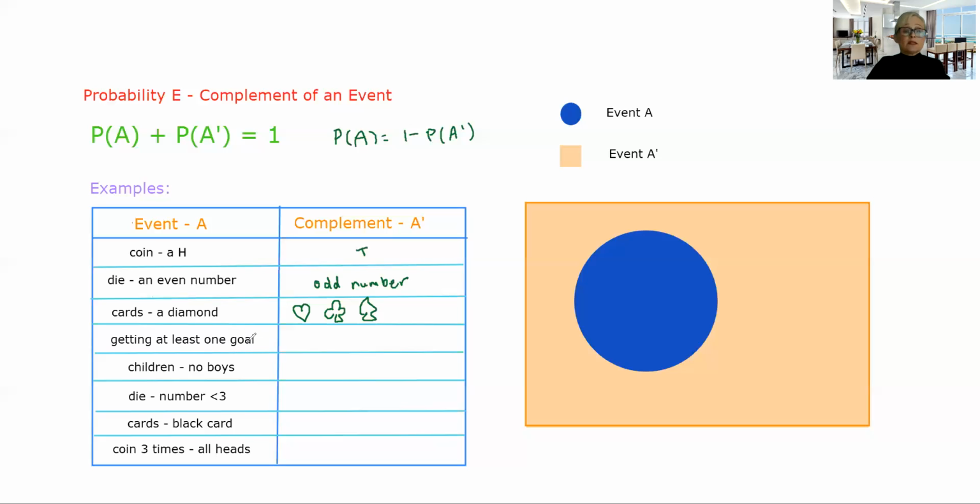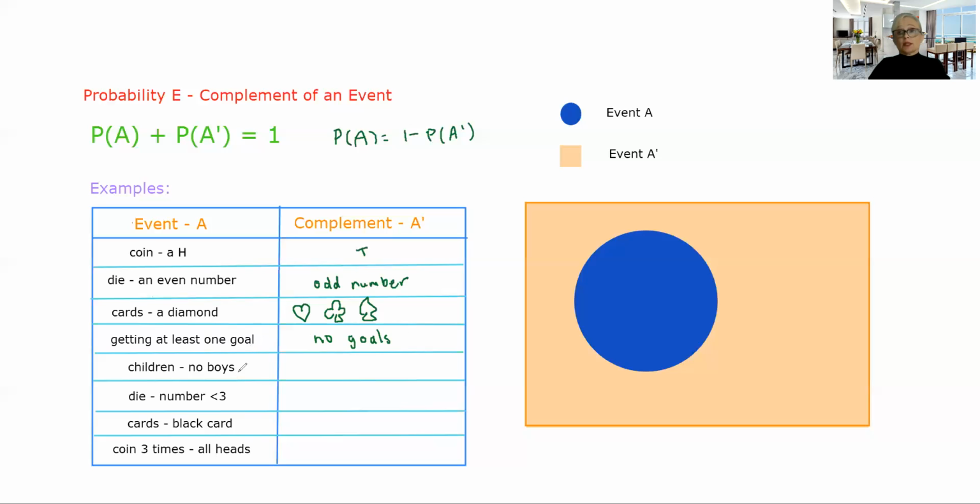All right, the complement of getting at least 1 goal. So say you're playing a netball game, the complement of getting at least 1 goal would be getting no goals. So you either score at least 1 goal or you don't get any goals at all.